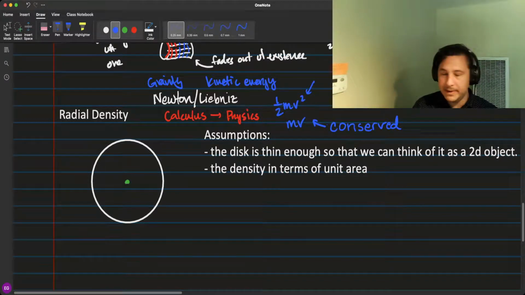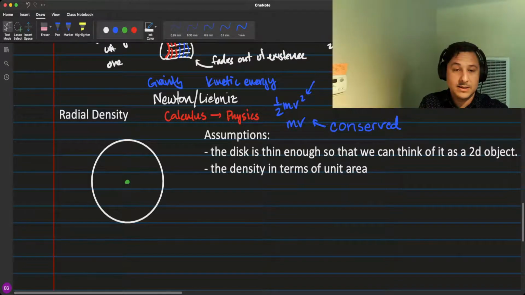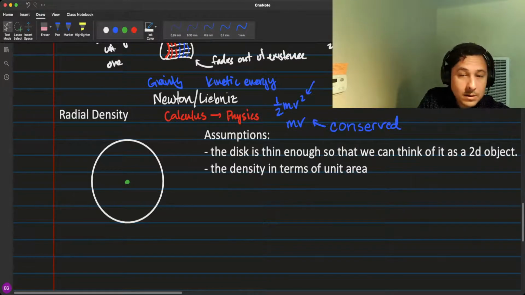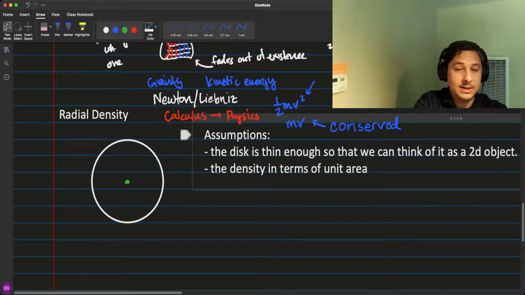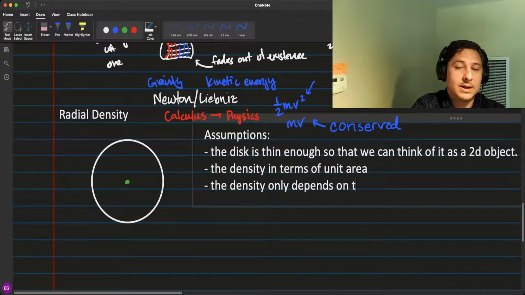Anyway, so back to the radial density. We have that this disk is super thin. You can basically think of it as a 2D object. The density is in terms of unit area, and the density only varies along the disk's radius. So the density is in terms of unit area, and also the density only depends on the radial distance.